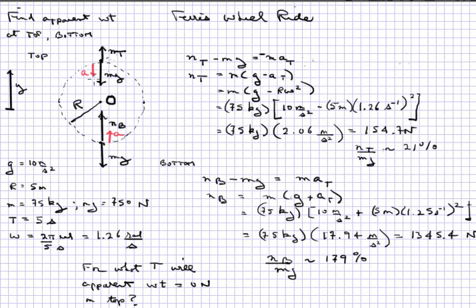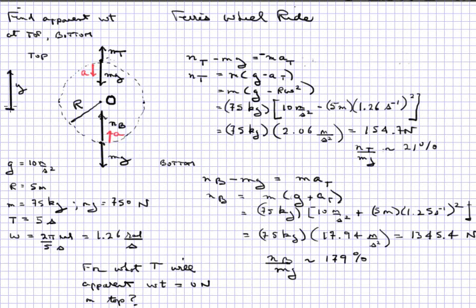Always true for UCM. On the other hand, at the bottom of the Ferris wheel, I know that the normal force pushing up on the person has to be larger than mg to give a net force in the same direction as the acceleration, because the acceleration again has to be pointing towards the center because it's UCM.